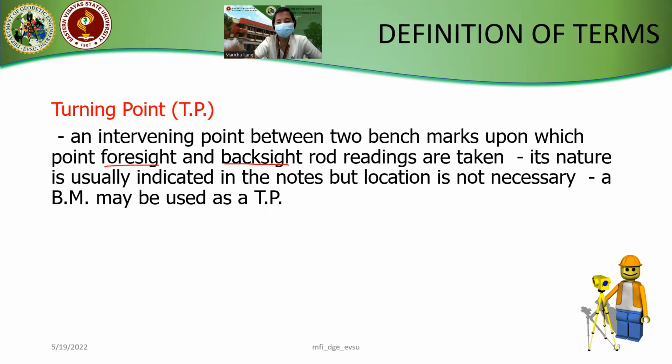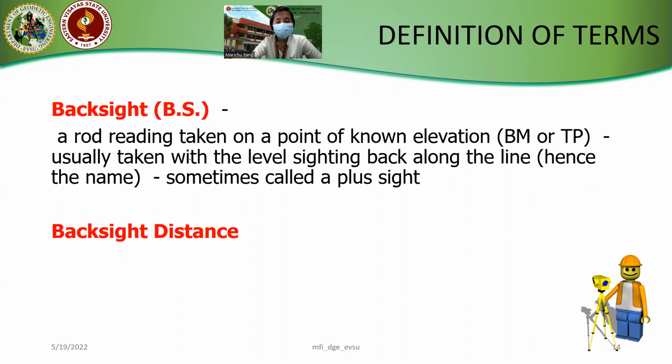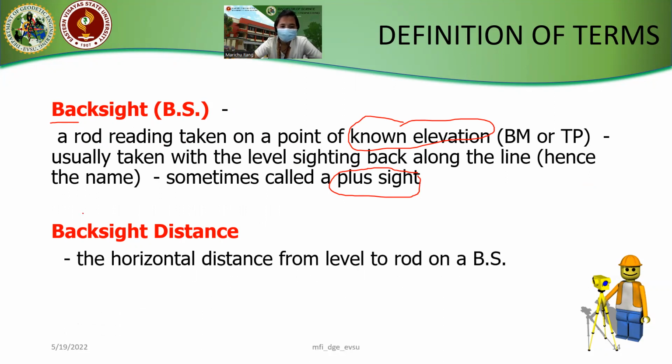So ma'am, what is foresight and backsight? Okay, so when we say a backsight, I already mentioned this backsight on the traverse, right? So a backsight is a rod reading taken on a point of known elevation. As long as the elevation of a point is known, and we read the readings, that is a backsight. This is usually taken with the level sighting back along the line. This is also called the plus sight, because we determine the elevation of a point if we add the backsight. So when you say a backsight distance, this is the horizontal distance from the level to the rod. So remember, yung ating backsight distance is the distance from the instrument center hanggang doon sa ating rod. Okay?